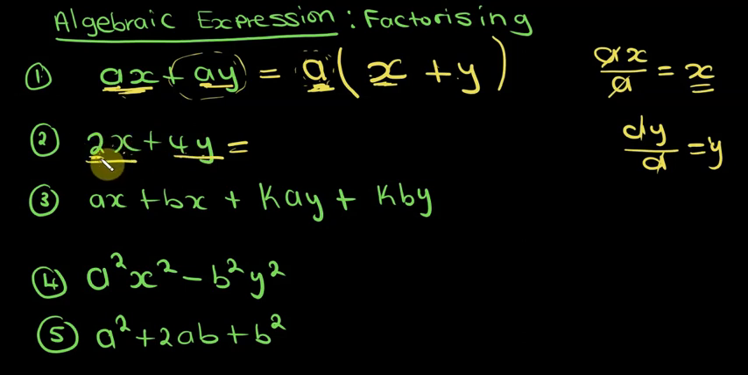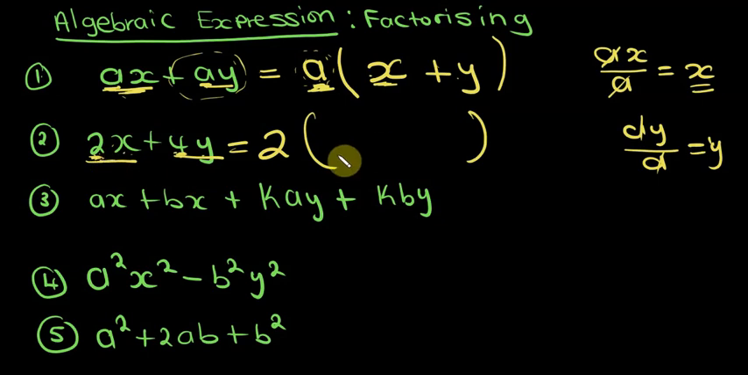2 and 4. So we need to look for the highest common factor between 2 and 4, a number that is divisible by 2 and 4. In other words, a factor of 2 and 4. In this case, we see 2 is a factor of 2 and 4. 2 can go into 2 and is also divisible by 4. So we write 2 outside the bracket.